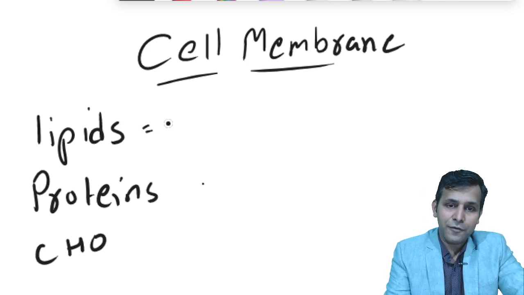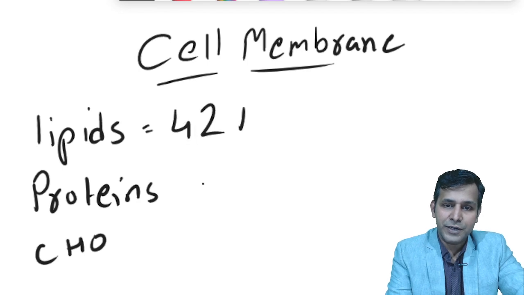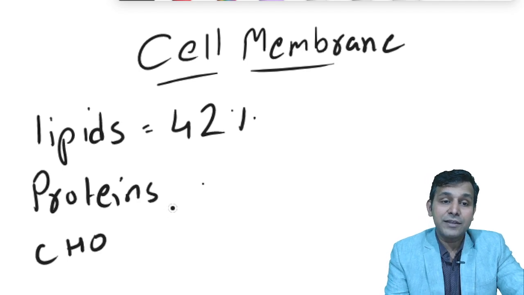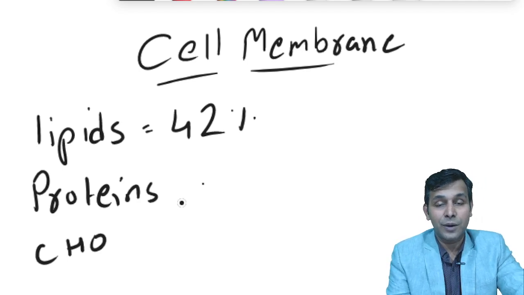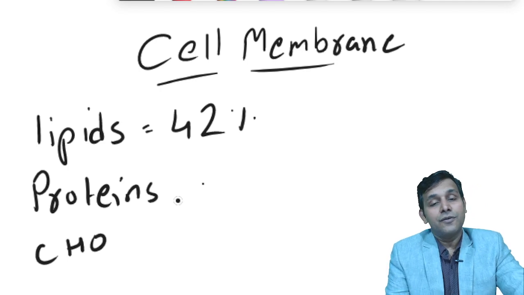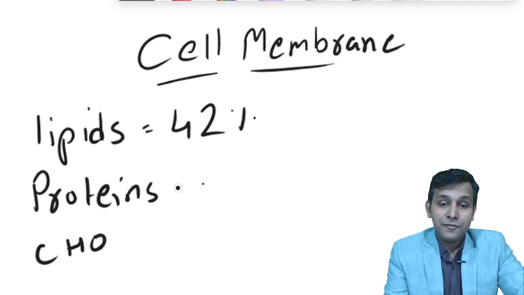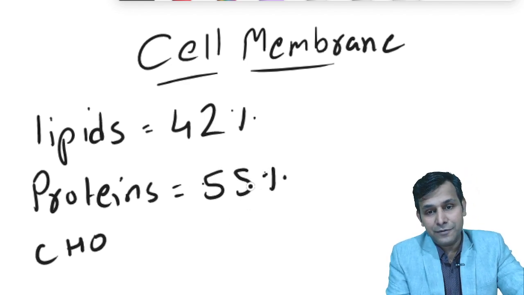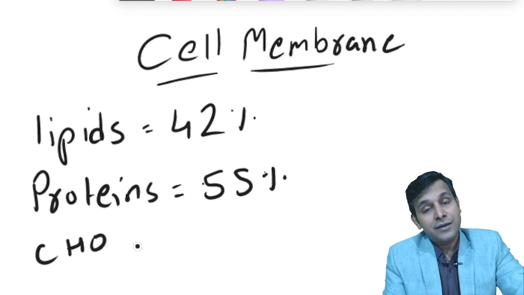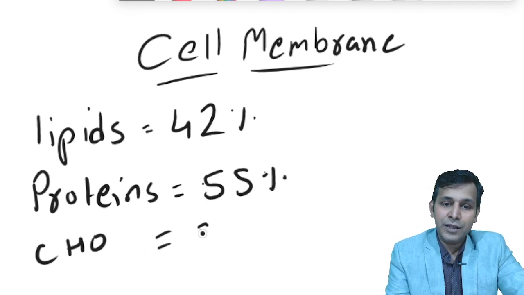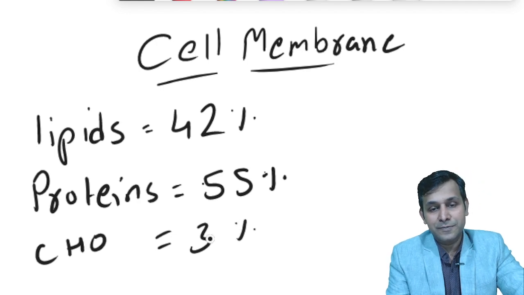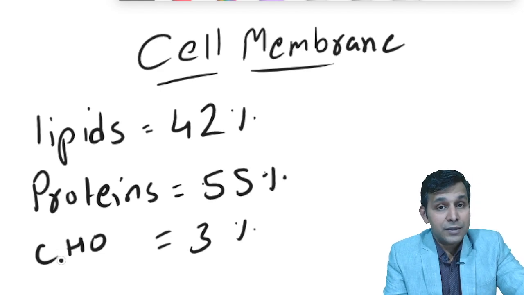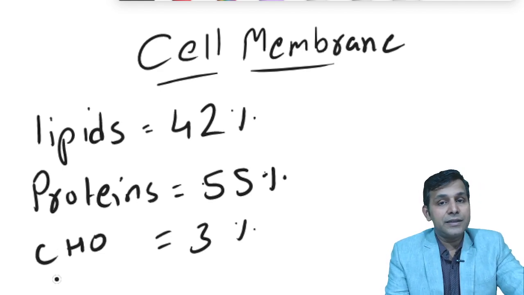Lipids form almost 42% of the cell membrane. On an average, every cell has 42% of its components consisting of lipids. The proteins form 55% of the cell membrane, whereas the remaining 3% belongs to carbohydrates. So they are the three basic building blocks of the cell membrane: the proteins, lipids, and the carbohydrates.